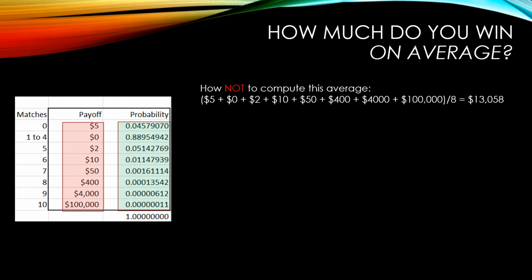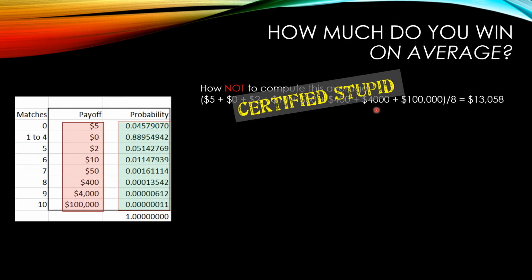Here's what you shouldn't do. Add all the payoffs together and divide by 8, the number of different payoffs. This is obviously a really stupid way to work. That would say that on average you make $13,000 from a lottery ticket, and you know that can't be right. What's wrong with the calculation? It treats every one of the outcomes as being equally likely, which they are most certainly not.